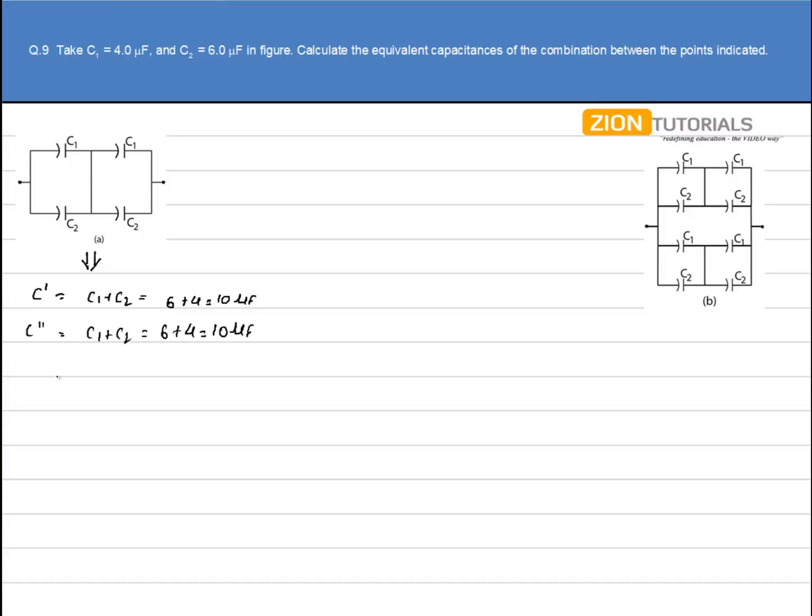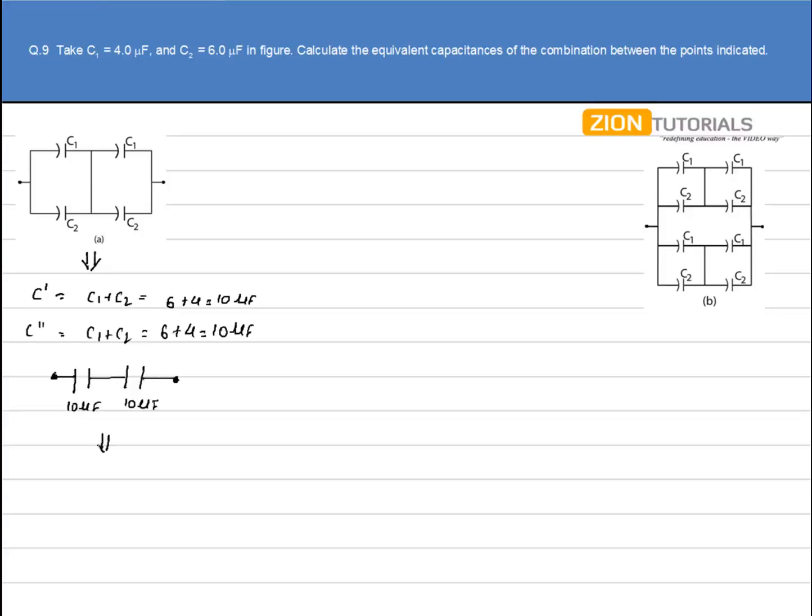Now our system looks like this, with the same points as indicated above. This is our equivalent of C1 and C2, that is 10 microfarad. This is our equivalent of C1 and C2, that is again 10 microfarad.